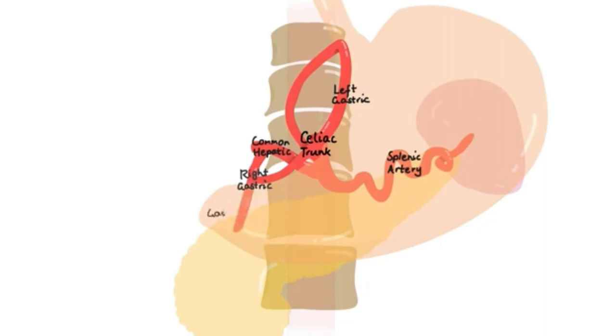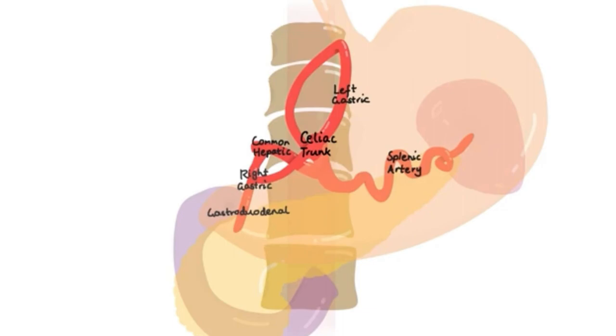The gastroduodenal is its next branch. It runs from the gastric pylorus to the proximal part of the duodenum. The great majority of peptic ulcers occur in this part of the duodenum. If the ulcer gets bad enough, this is the artery at risk of rupture.